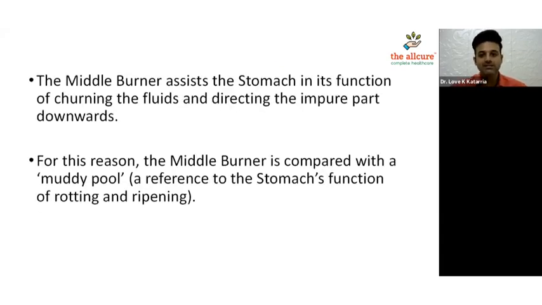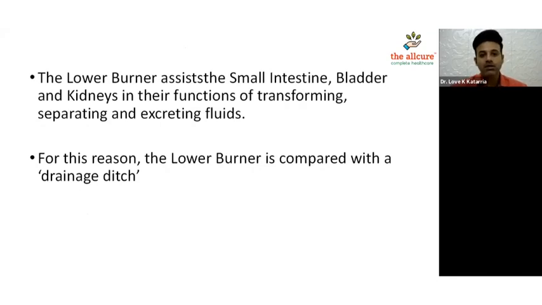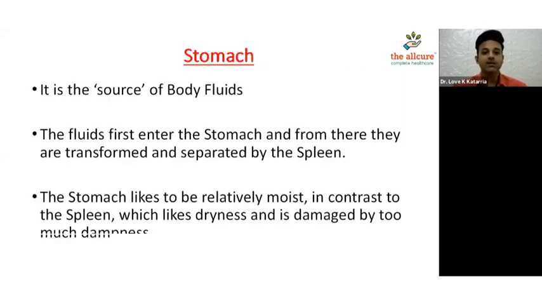The middle burner assists the stomach. So there are three burners. The upper burner is assisting the lungs, and the middle burner is assisting the stomach and the spleen. For this reason, the middle burner is compared with a muddy pool. And the lower burner assists the small intestine, bladder, and kidneys in their function of transforming, separating, and excreting fluids. For this reason, the lower burner is compared with a draining ditch. All the impure fluids are going down, and it's known as the drainage ditch.